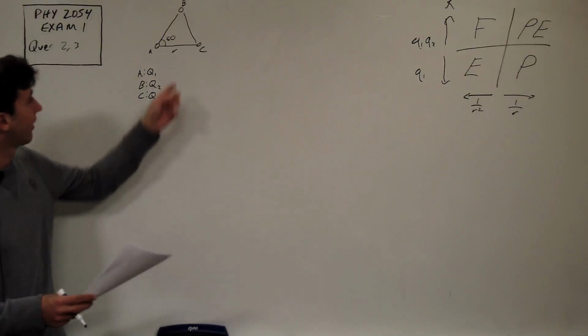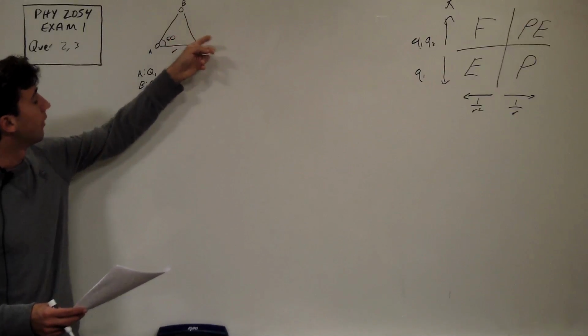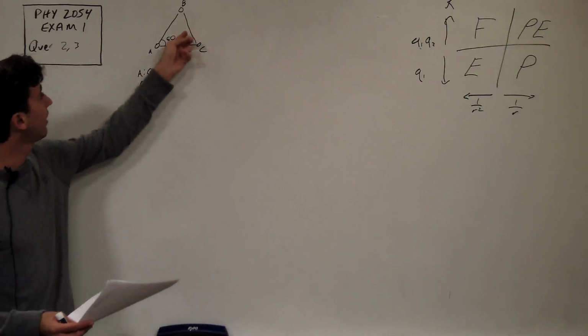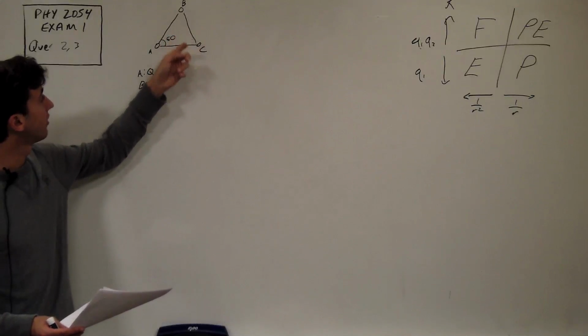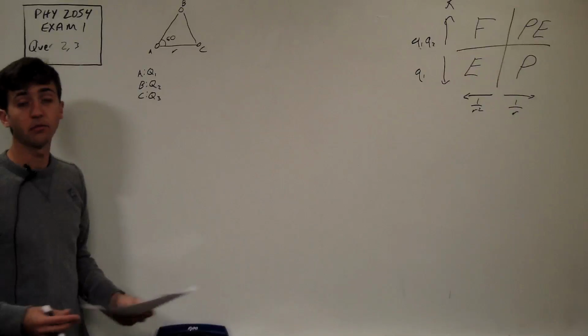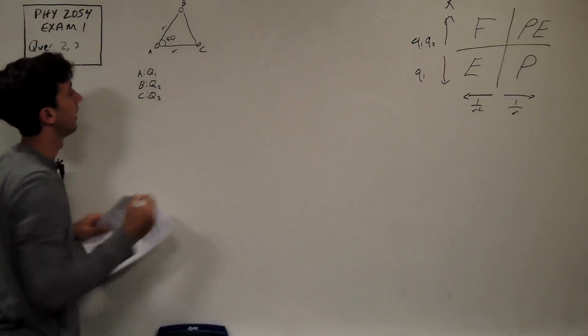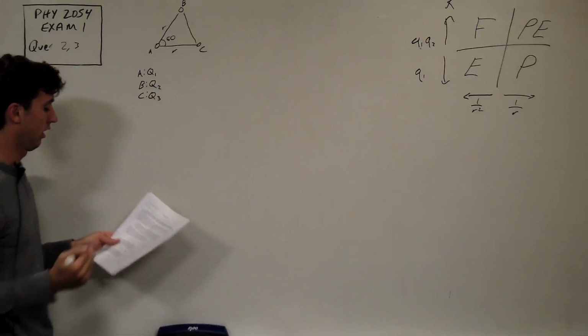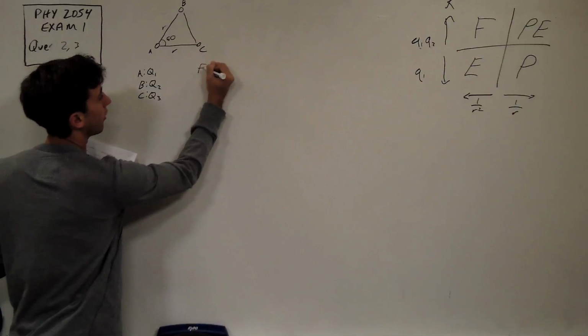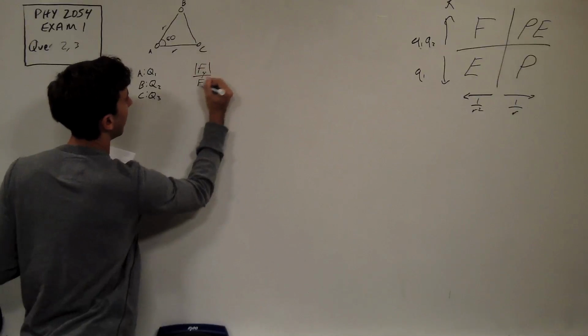Okay, so we start out with an equilateral triangle with points A, B, and C. Because it's an equilateral triangle, the angle is 60 degrees, and the distance between any 2 points is some distance I'm going to call r. But it's the same for AB and AC. The question is asking for the force in the y direction divided by the force in the x direction, magnitudes.